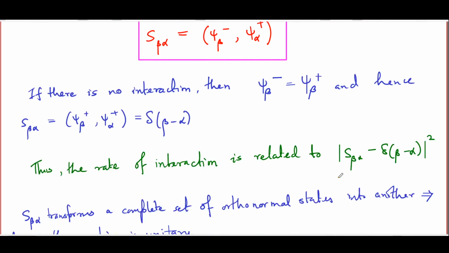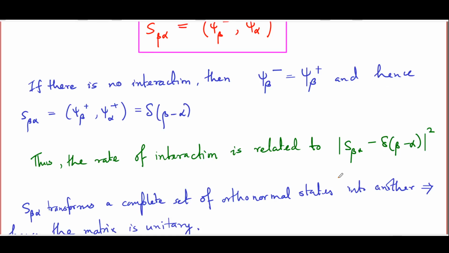Which is why when you talk of the rate of the interaction which takes place, you take away the delta beta minus alpha from the S beta alpha, because delta beta minus alpha would have been there even in the absence of an interaction. And we talk about this quantity, modulus of S beta alpha minus delta beta minus alpha, whole square.